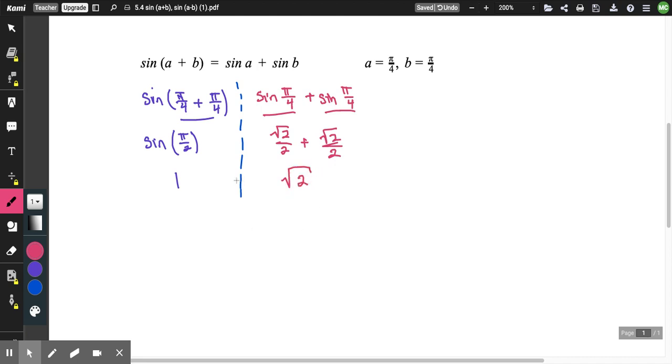So now I can see for this case, these two are in fact not equal to each other. So that means always true could not be the correct answer.